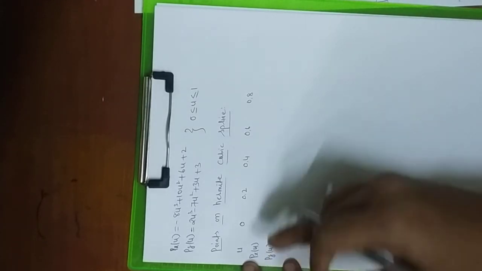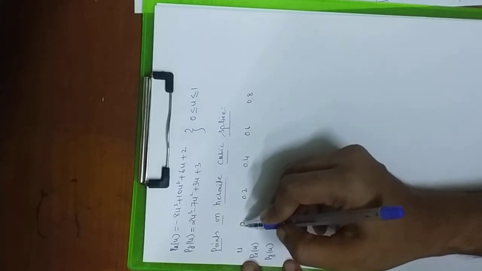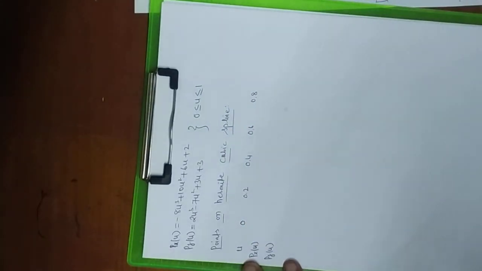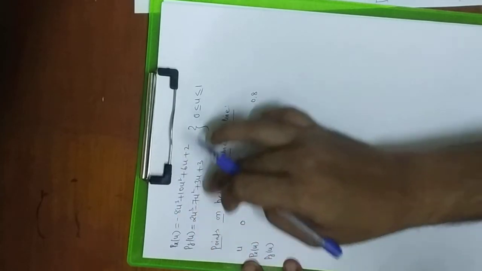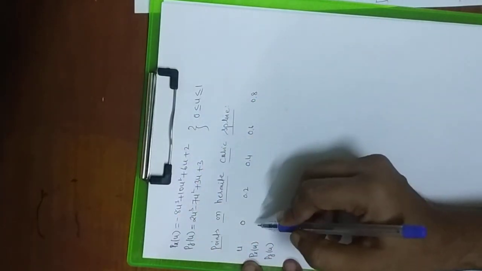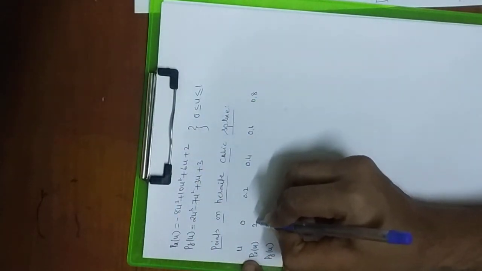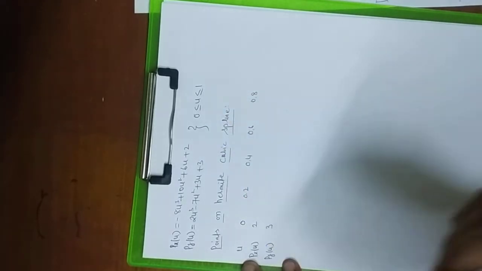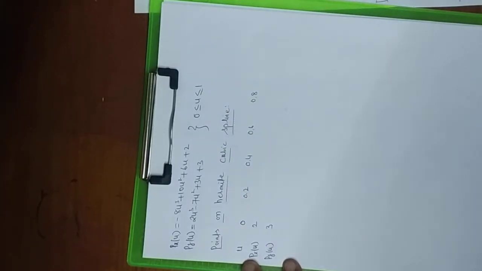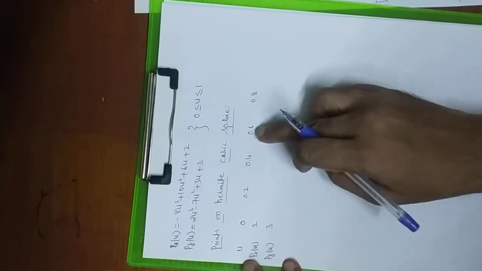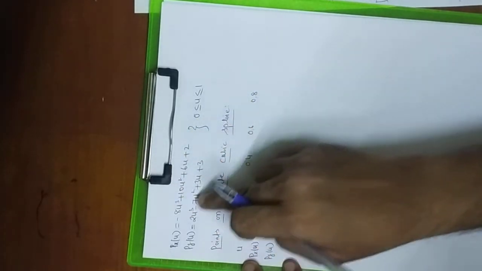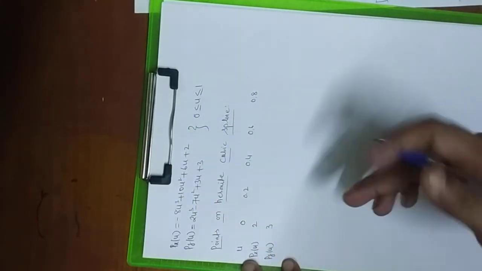Okay, so once we put the value of 0 in this equation we will get 2 and 3. All the calculations I have already done. I am going to write the values directly, but you have to put all these values in the above two equations. You will get the same value.